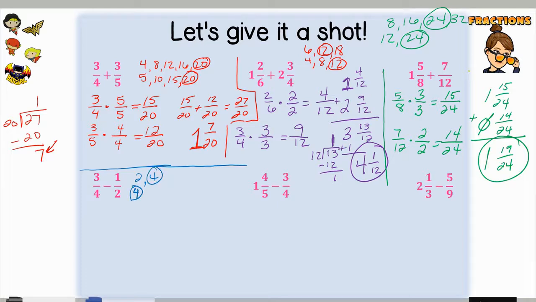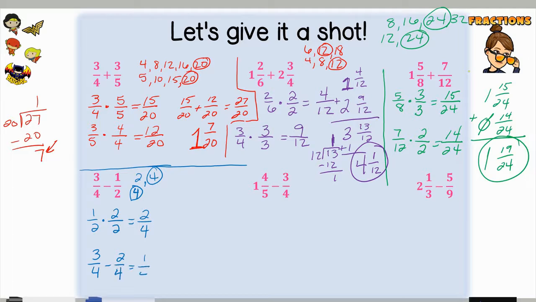So the beautiful part here is I don't have to change 3/4 because it already has a denominator of 4. I only have to change 1/2. So I have 1/2, and I have to multiply it by something to get me 4 as a denominator. That something is multiplying by 2. What I do to the bottom, I have to do to the top. 1 times 2 gives me 2. So now my new problem is 3/4 minus 2/4.